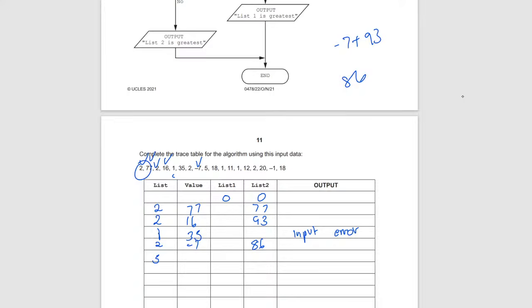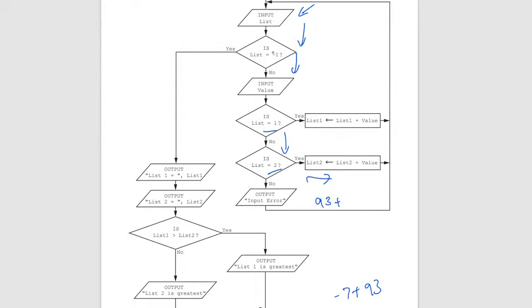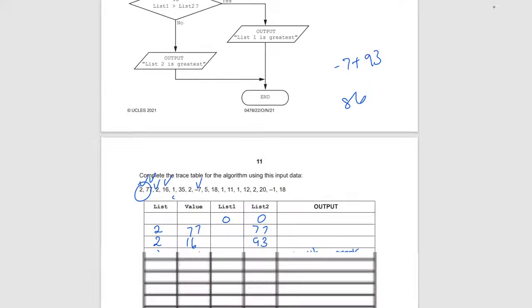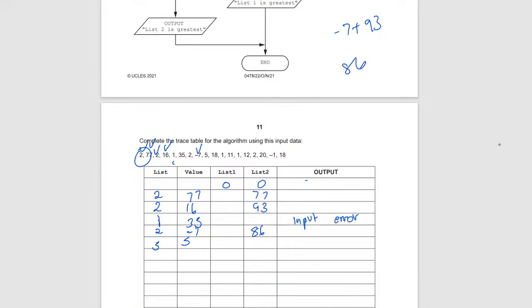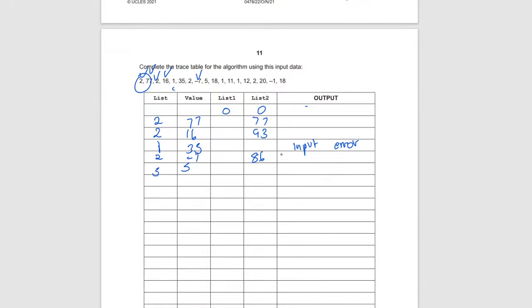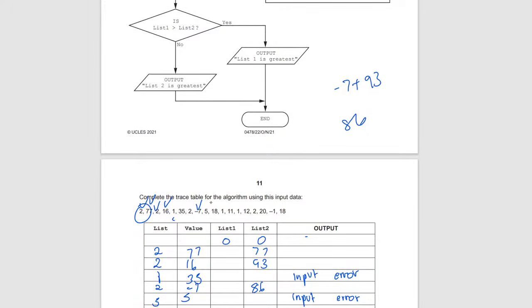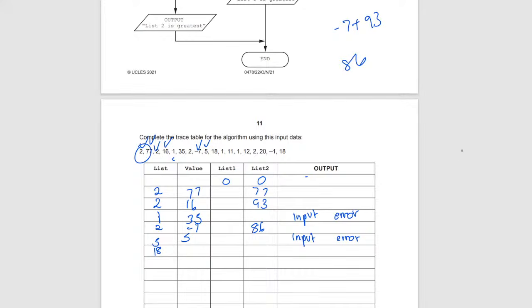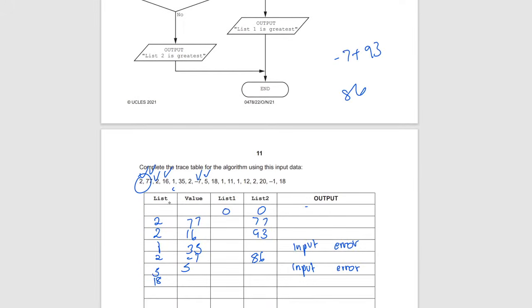5. Is list -1? No, it's not. We input the value. The value will be 5. Is list equal to 2? Nope. Input error. Okay. So here another input error. Okay, we move on. We continue. So here done. We move on. This time it's 18. And then we input the value. The value will be 1. And then it will be an input error again. Okay, so this one is done.